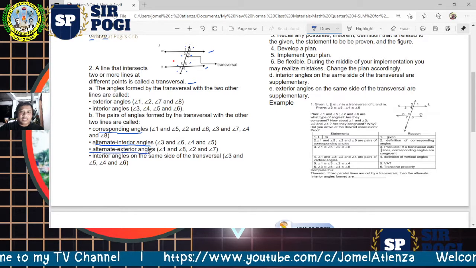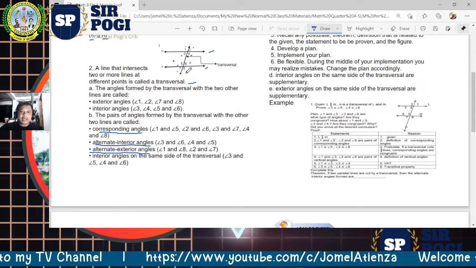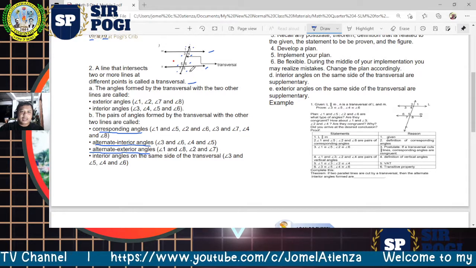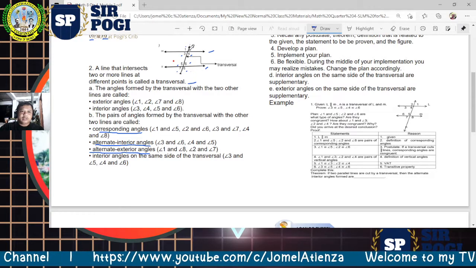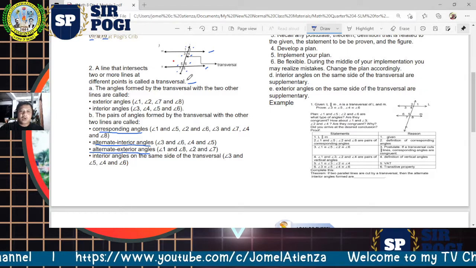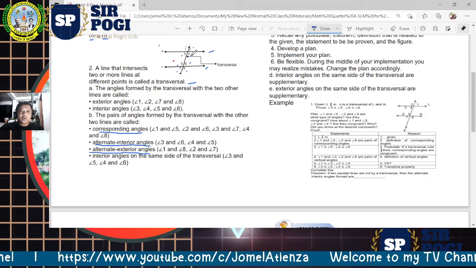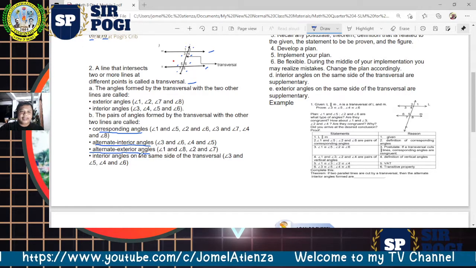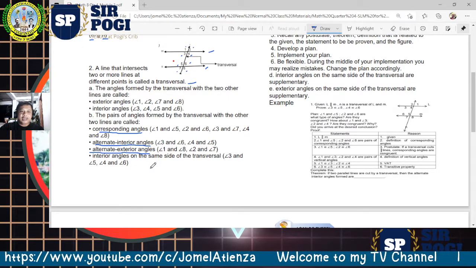And then we have alternate exterior. Exterior naman, nasa labas ng ating parallel lines. So we have angle 1 and then angle 8. So they are congruent also. And angle 2 and angle 7. So yun yung ating alternate exterior angles.